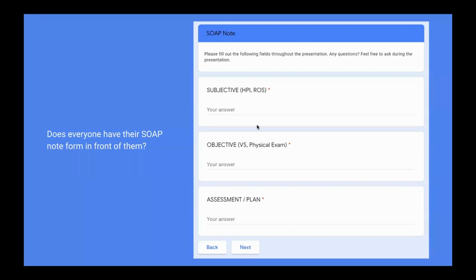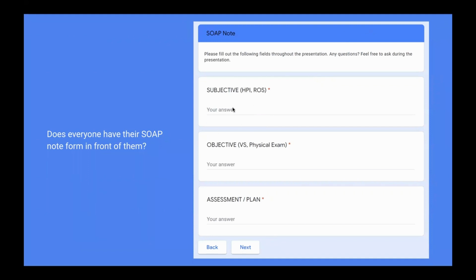sorry guys, let's start with the SOAP note. I like to do a quick review of what a SOAP note is, just in case there's anyone new here who maybe hasn't done it before. I promise you'll be using SOAP notes as you hopefully come into the medical field in whatever way you plan to do that. So let's just go through quickly.